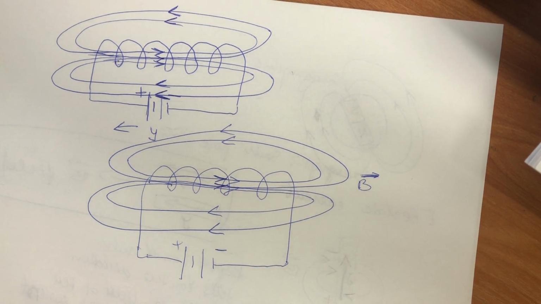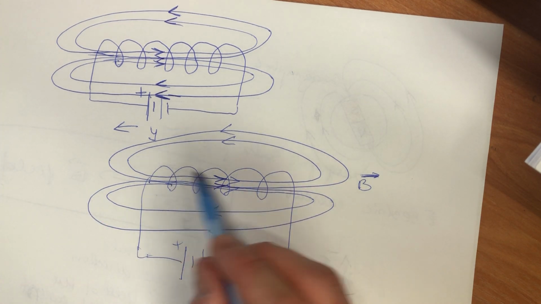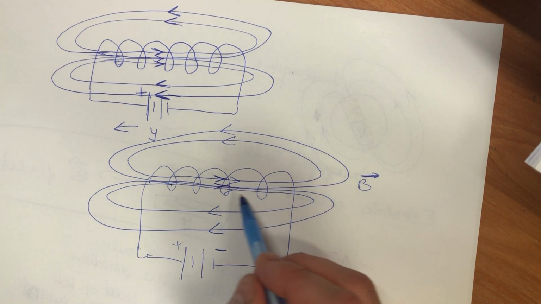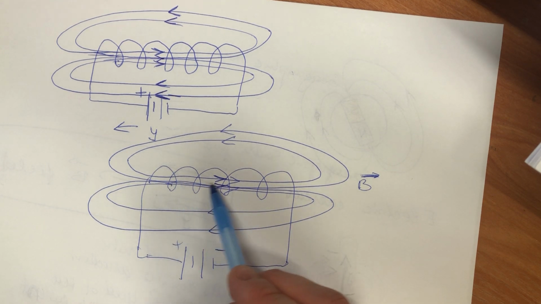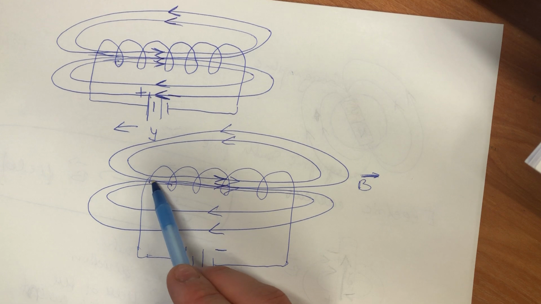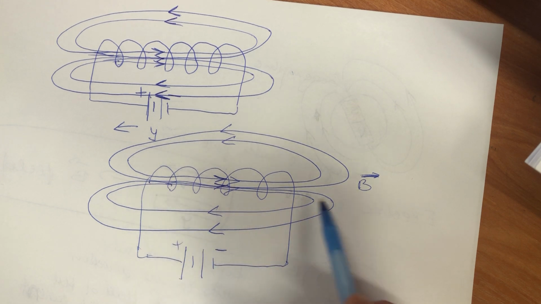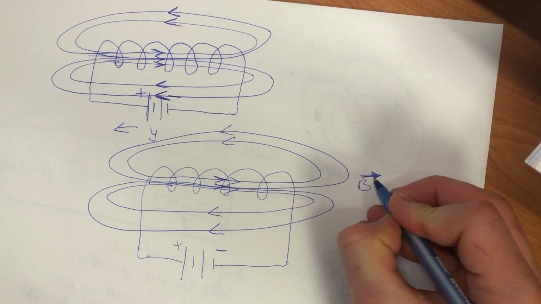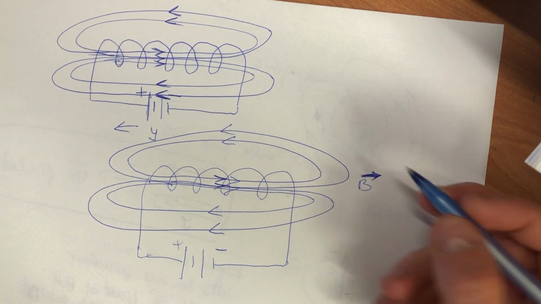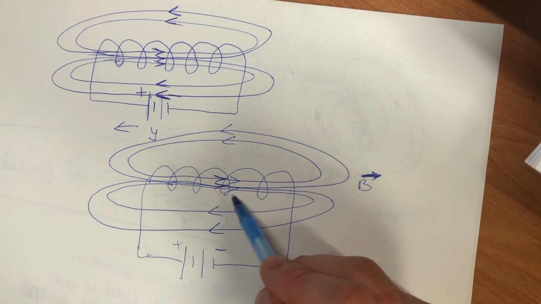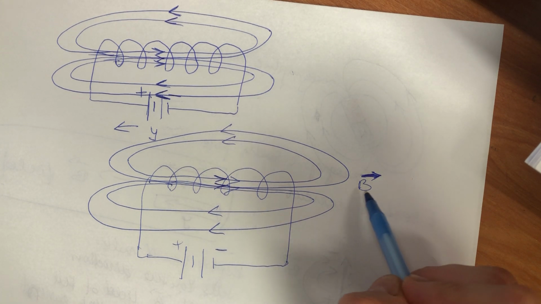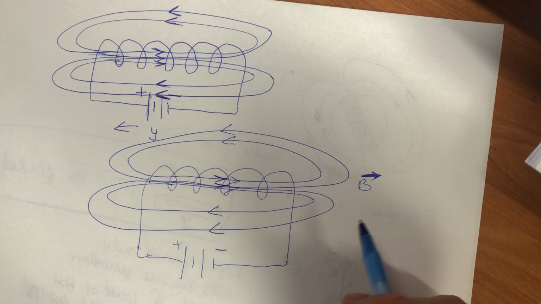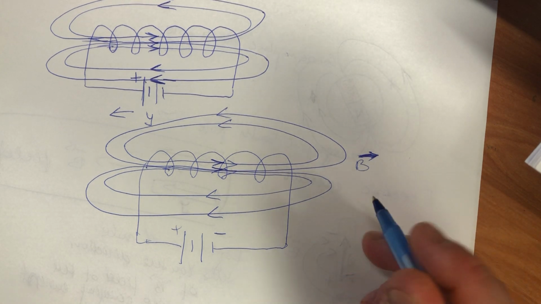And it is stronger because of these coils that are here, because with each coil the strength of the magnetic field adds up. So if you increase the number of coils twice, then the magnetic field strength increases twice. So the magnetic field strength, I said, is called magnetic induction.